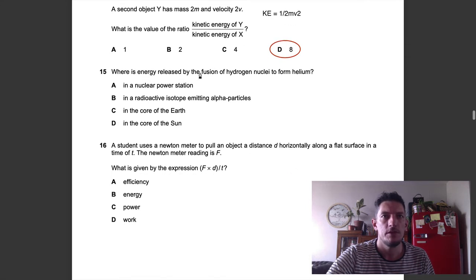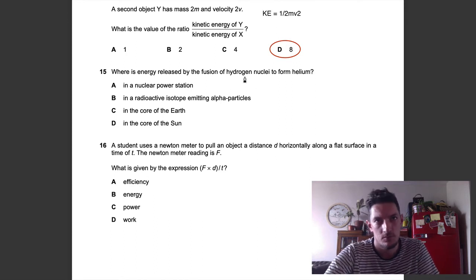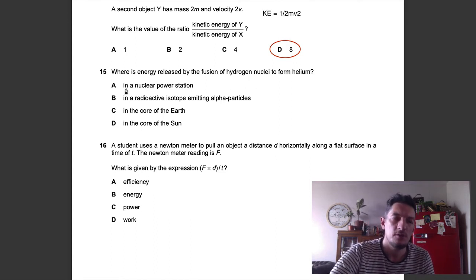Where is energy released by the fusion of hydrogen nuclei to form helium? A, in a nuclear power station. No, we don't yet have fusion nuclear power stations. Our nuclear power stations work on fission.